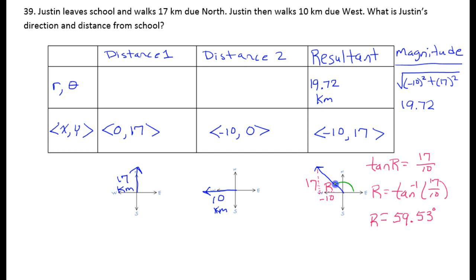However, the direction is going to be measured from the positive x-axis like this. Let's call it theta. Theta was on its way to being 180 degrees, but it had to stop short by a measure of r. So theta should equal 180 minus r, or 180 minus 59.53. So the direction is 120.47 degrees.